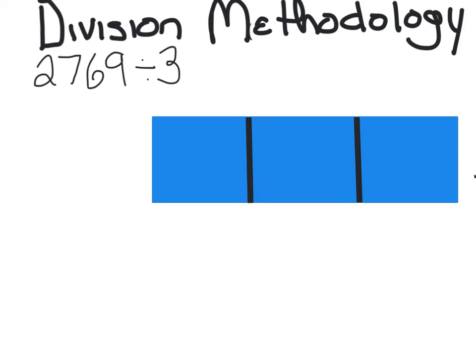This is just a short video about our division methodology. We're going to take the number 2,769 divided by 3. I've set out the area model for division here on this page. And we are going to start by putting the number inside the box. We're going to divide it into 3.